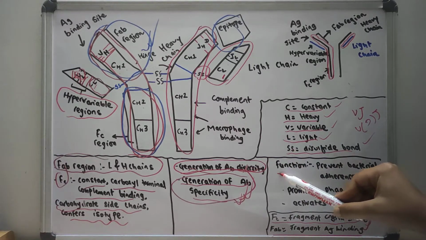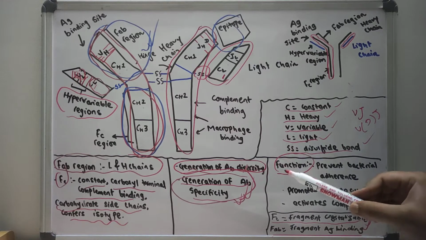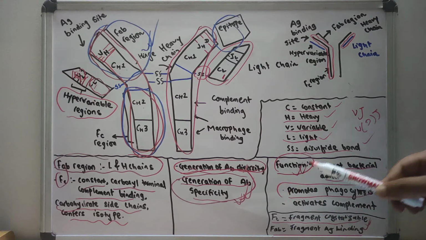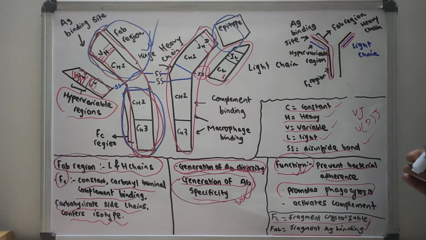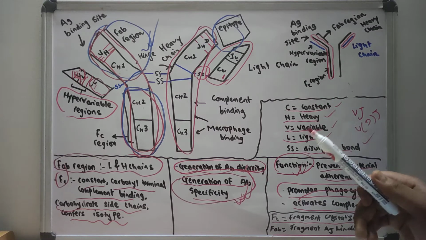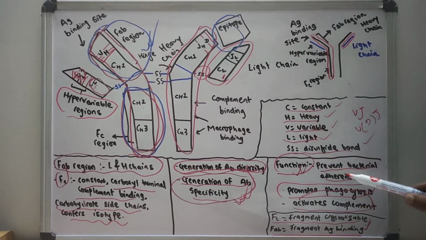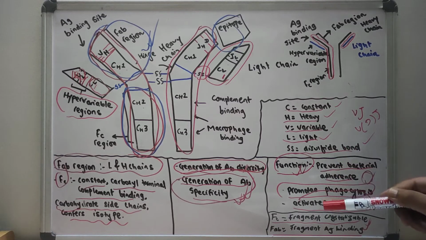Now let us discuss the functions of the antibody. Antibody prevents bacterial adherence by neutralization. It promotes phagocytosis by opsonization. And the antibody activates the complement system, which enhances opsonization and lysis by forming the membrane attack complex on the bacterial surface. These are the three important functions of the antibody.